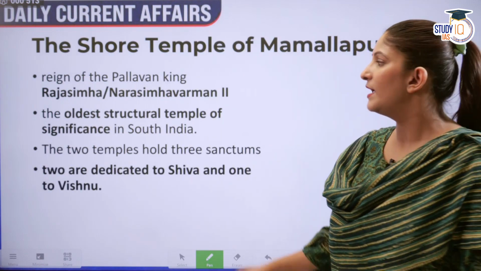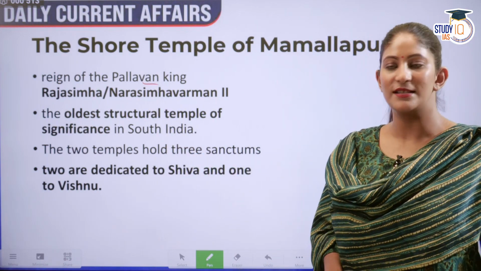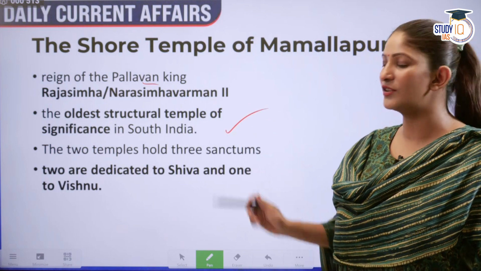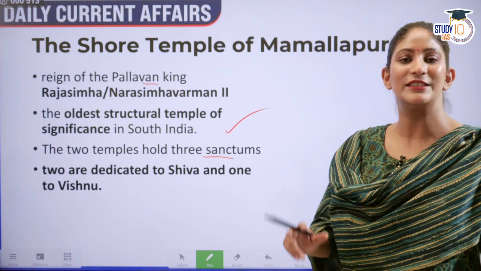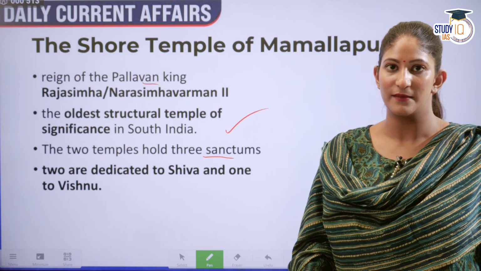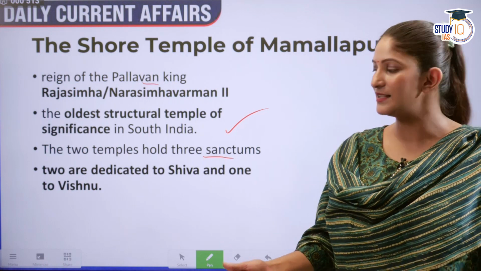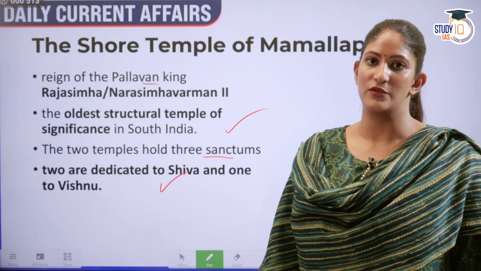But the shore temple was built during the reign of the Pallava king Rajasimha Narasimhavarman II. It is the oldest structural temple of significance in South India. The 2 temples hold 3 sanctums. 2 sanctums are Shaivite shrines, and 1 is dedicated to Vishnu. So both Shiva and Vishnu are there.